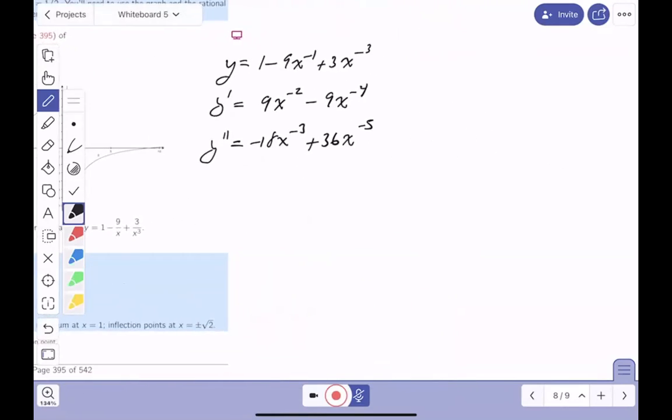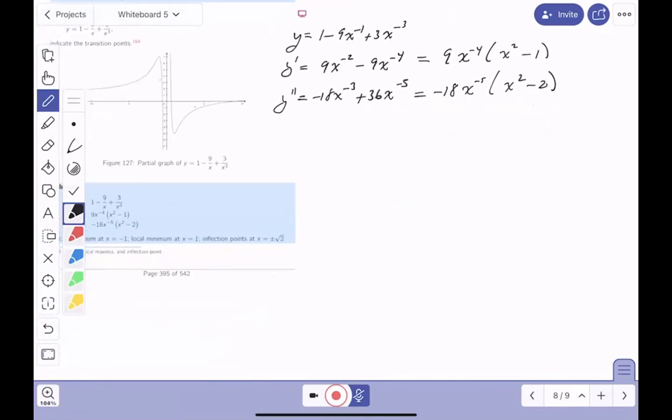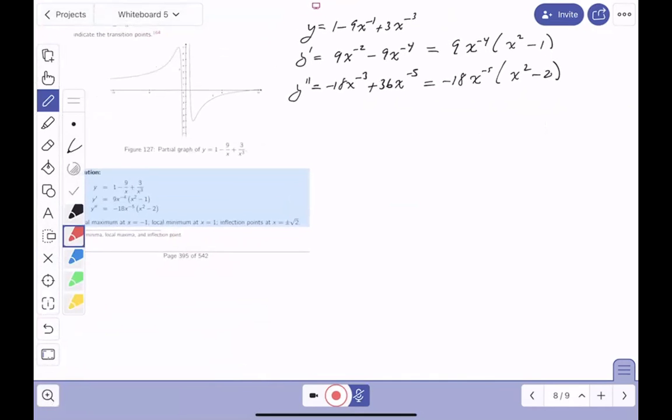I'm going to scoot over a little bit. I'm going to factor these guys. A 9 would come out. I'm going to factor out x to the minus 4. And what he's left with is x squared minus 1. That's pretty simple. This guy, I'm going to factor out, let's see, a minus 18. And then I'm going to factor out x to the minus 5. And what would you get over there? x squared minus 2. Well, again, your mileage may vary, but I want to look at my derivatives and see if I've done that. And did I get this one right?